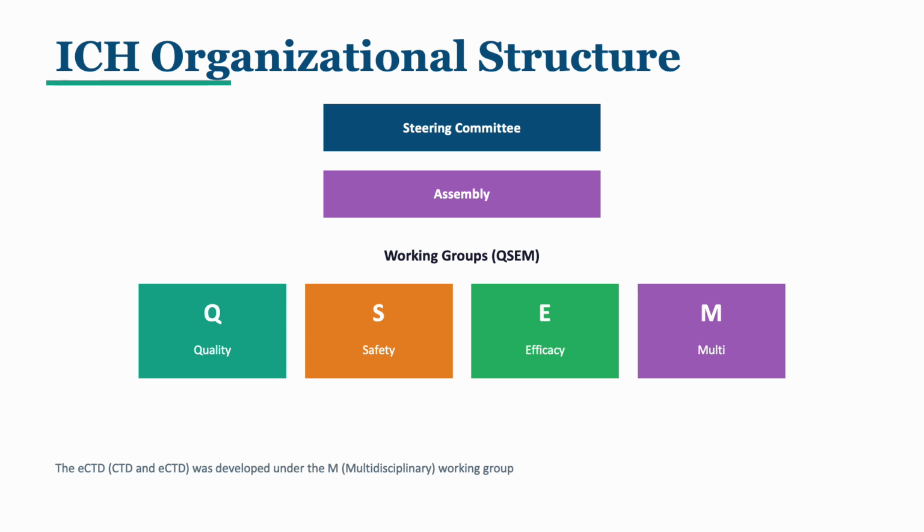The working groups are organized into 4 categories represented by the acronym QSEM, Q for quality topics, S for safety topics, E for efficacy topics, and M for multidisciplinary topics. The eCTD falls under the M category because it spans all disciplines.